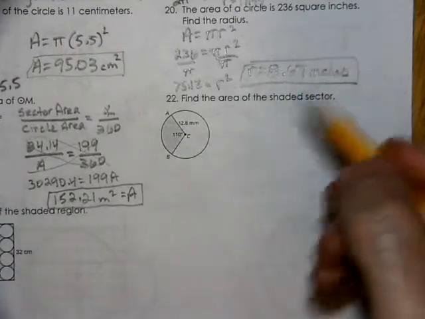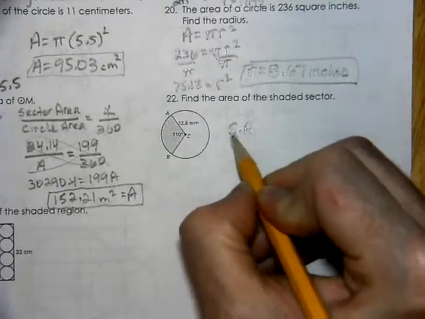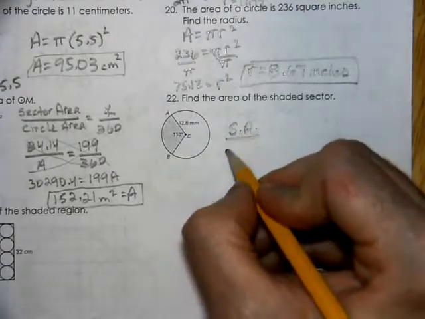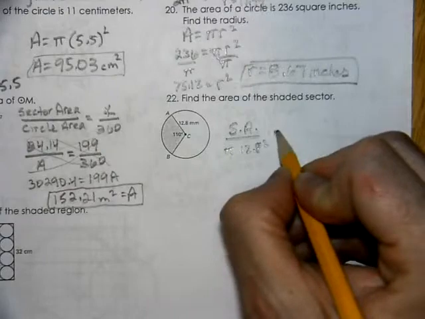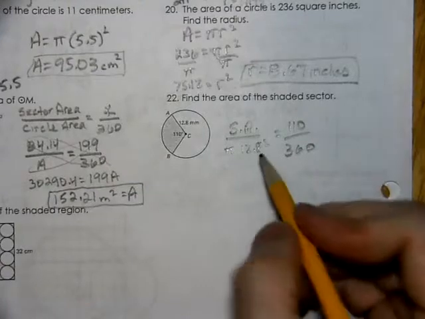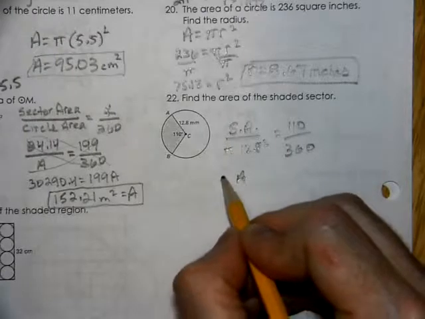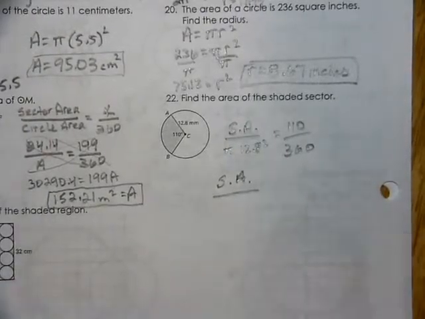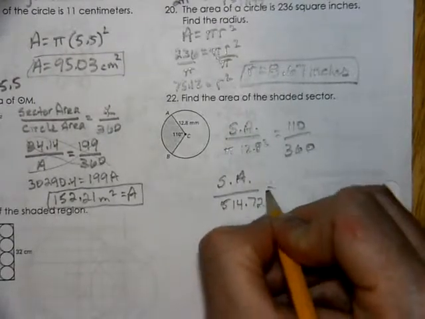Find the area of the shaded region. Well, that's the sector area over the circle area, which is pi r squared. The angle is 110 over 360. The sector area: pi times 12.8 squared is 514.02.